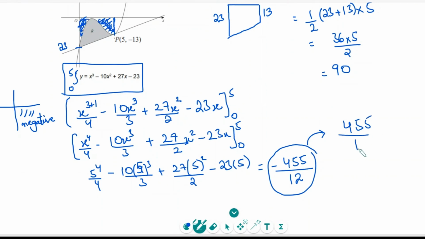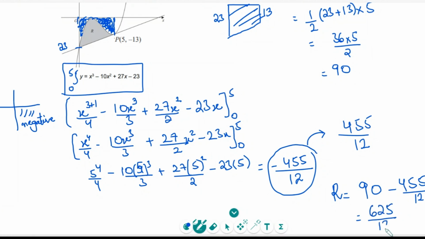455 over 12. Now remember, if I take the area of this trapezium here, which is 90, and I take away the area that is marked with blue, I will get the area bound, which is R. So to find R, you would do area of trapezium, 90, minus area of the blue region, which is 455 over 12, as we just calculated. And you simplify this and you get 625 over 12, and that is your area.